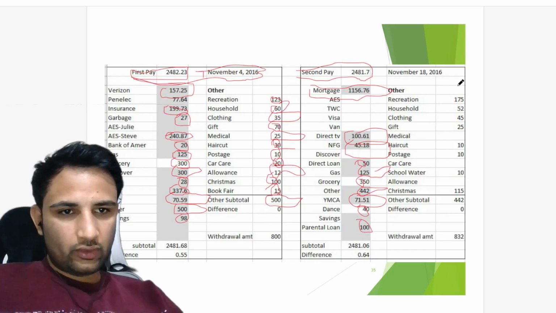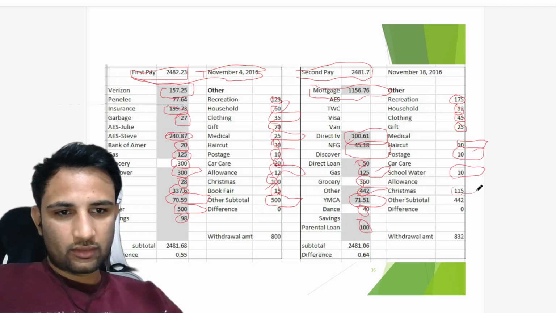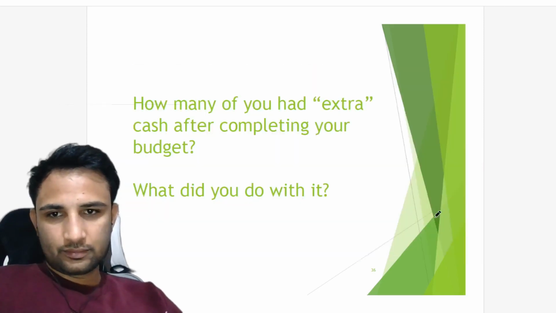Parental loan is $100. Recreation purpose, we will take out $175. For household expense, we take out $52. For clothing, $45. Gift, $25. Haircut, $10. Postage, $10. For school water, $10. Christmas, $115. Other subtotal, $442. And the withdrawal amount is $832.